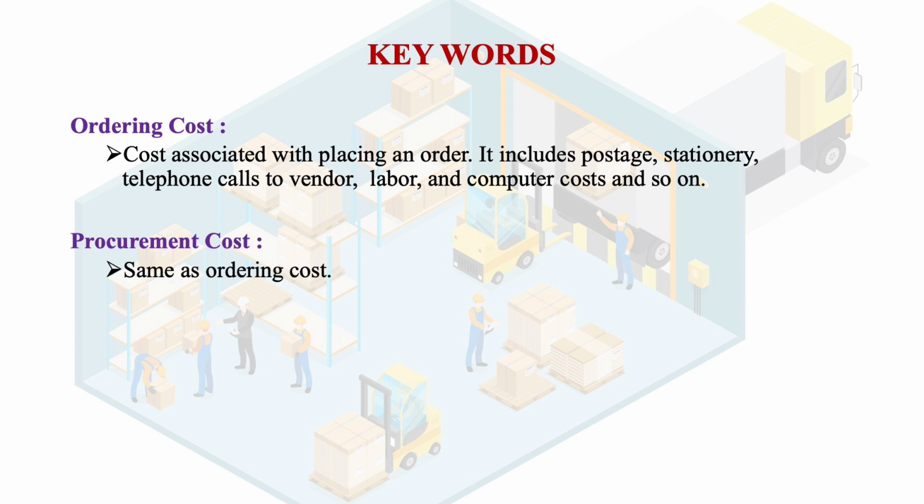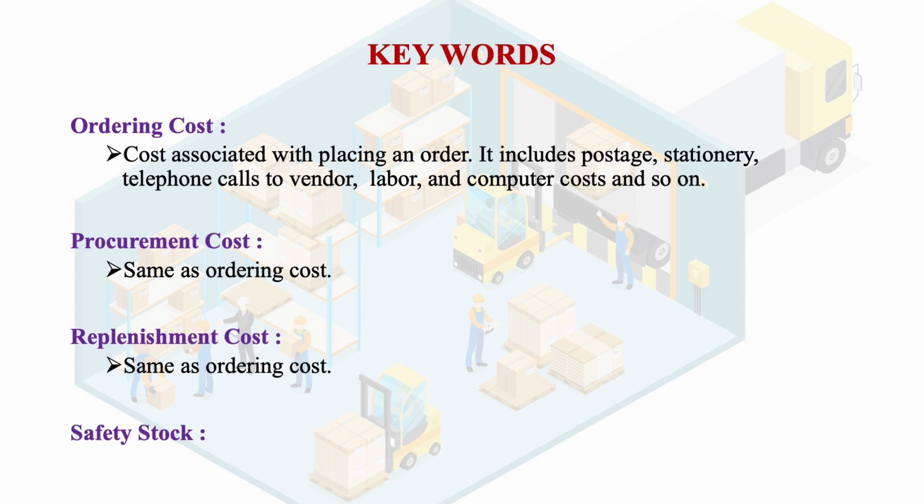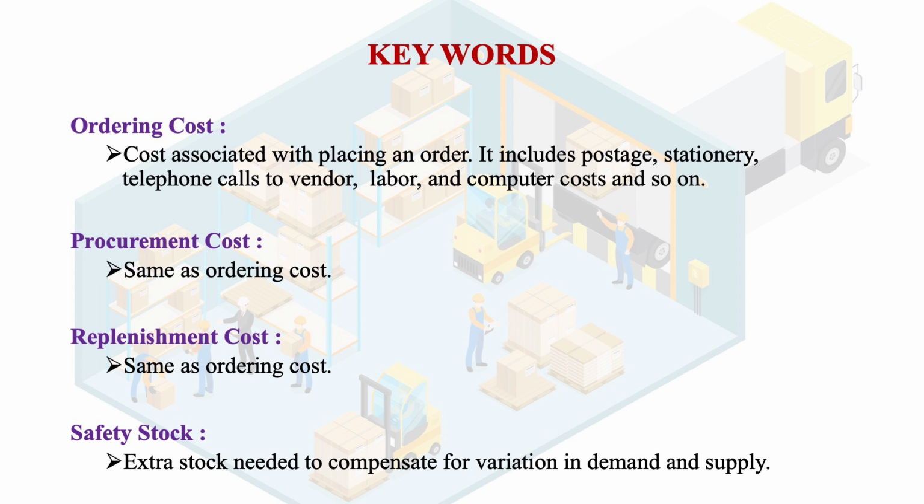Procurement cost is the same as the ordering cost. Replacement cost is the same as the ordering cost. These are keywords where one cost is named by different names. So procurement cost, replacement cost and ordering cost are the same. Safety stock means extra stock needed to compensate for the variation in demand and supply.